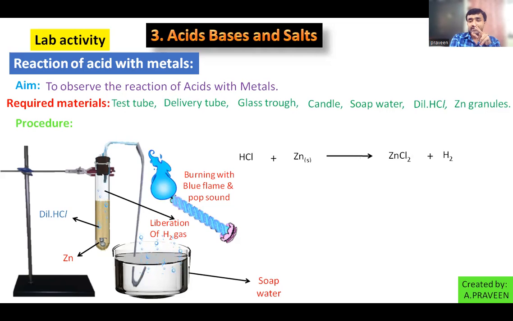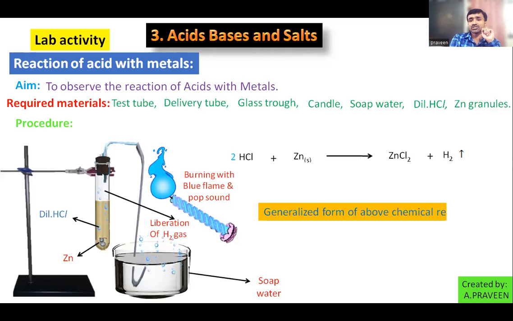How would I identify that gas? That gas is identified by burning a candle, the flame test. The flame changed its color to blue, which gives me the idea about the liberation of a gas. So this is your lab activity. Here you are also able to write a generalized reaction.